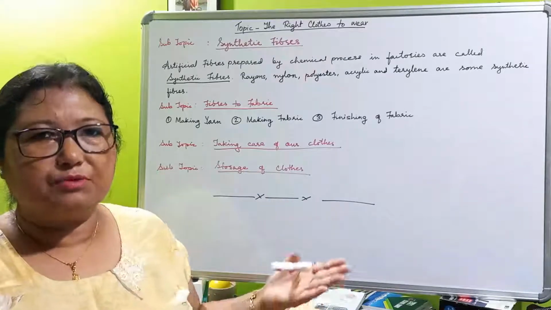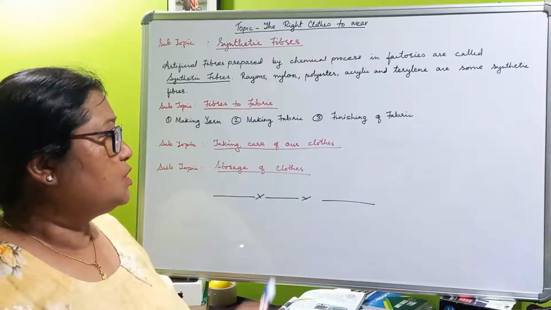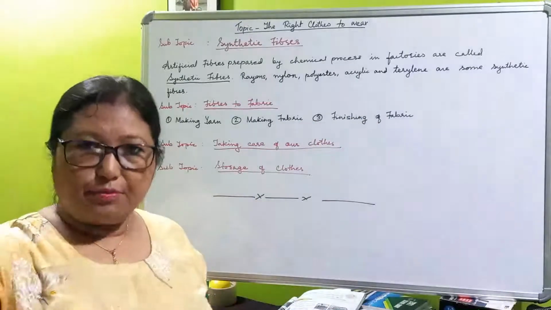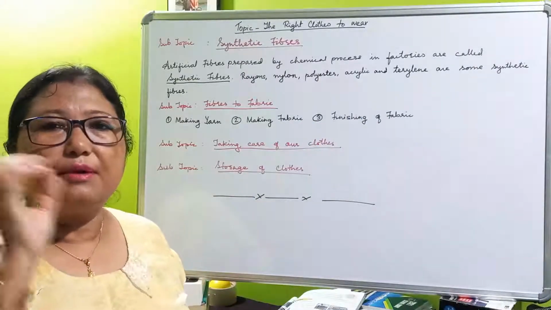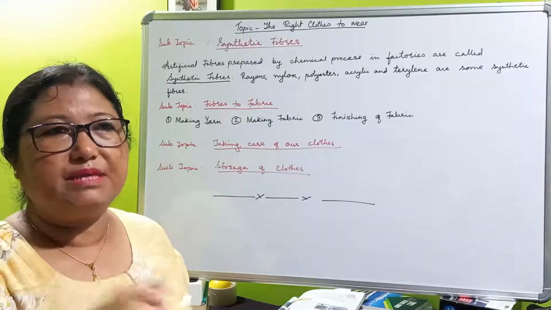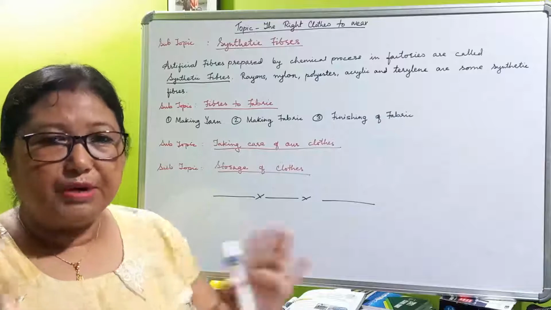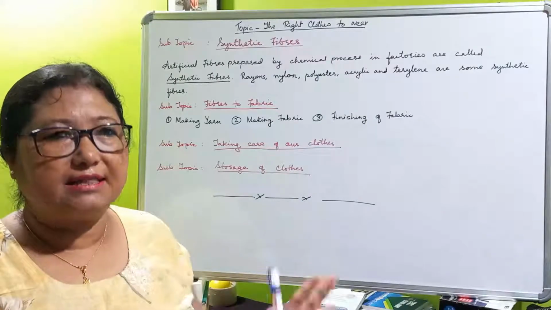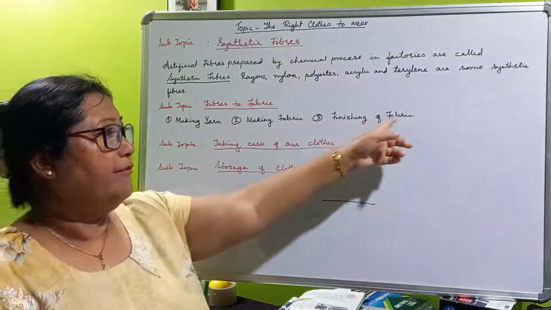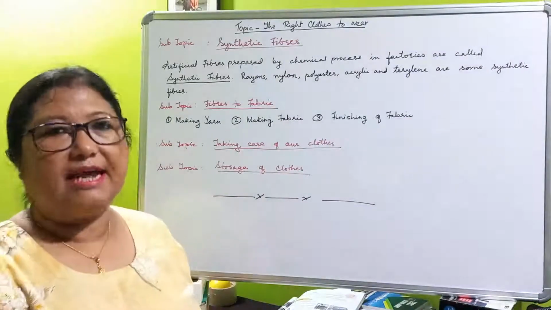People love to wear colorful dresses, isn't it? So finishing fabrics means they give color, and also they make prints. Print means that all the clothes are not plain, isn't it? They have different prints, so different colorful prints are there. So finishing fabric means they color it and give the print.